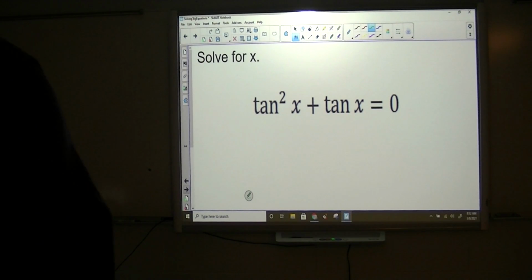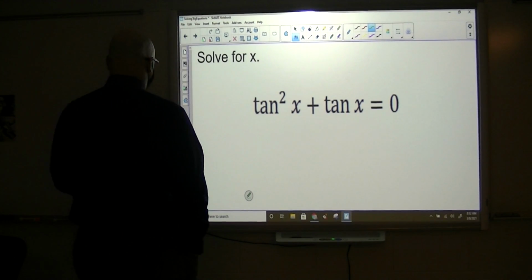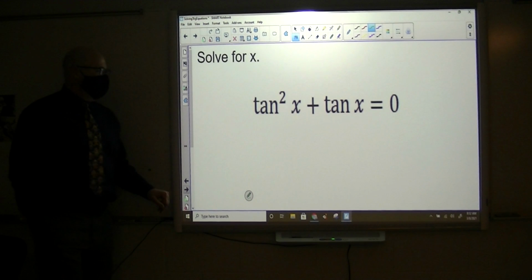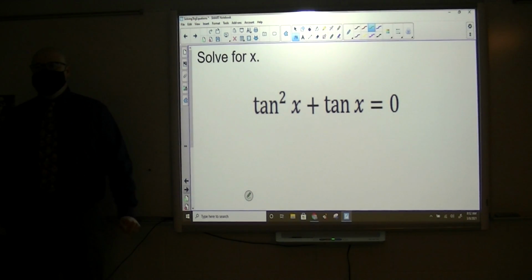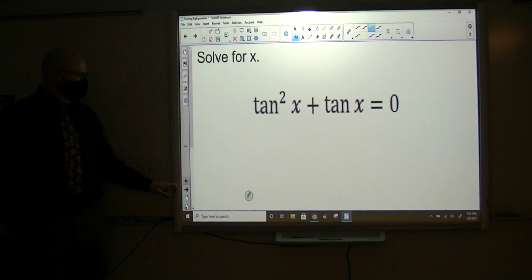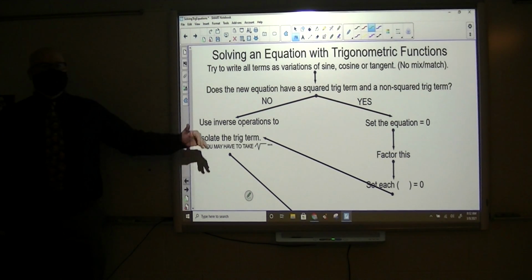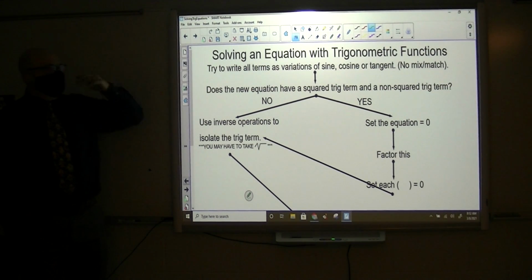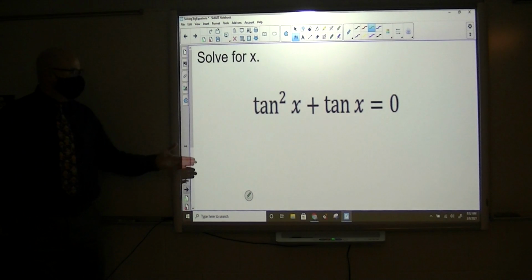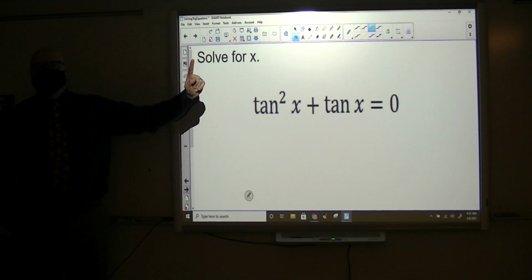Okay, a new adventure. Here we go. So here's our problem, tangent squared x plus tangent x equals 0. Here's our flow chart. Write all terms as variations of sine, cosine, or tangent. Check mark. Okay, done.